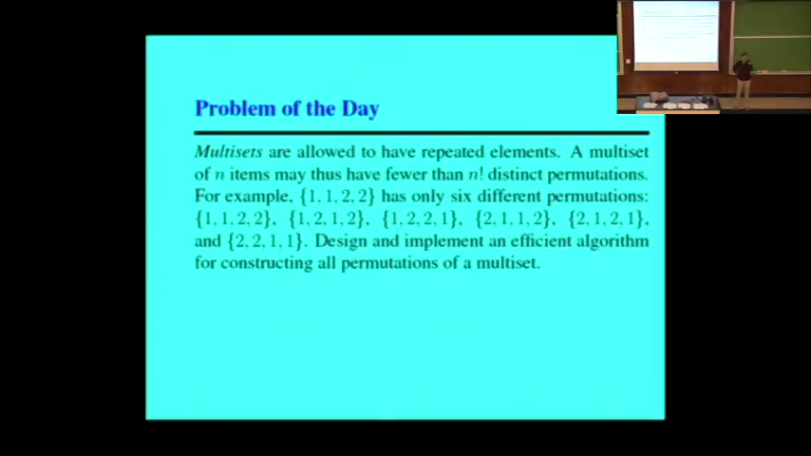Can someone give me a set of n items such that there is only 1 permutation of these items? Yeah? All ones. If I give you all ones, does everybody see that you should output only one thing? Any questions about it?